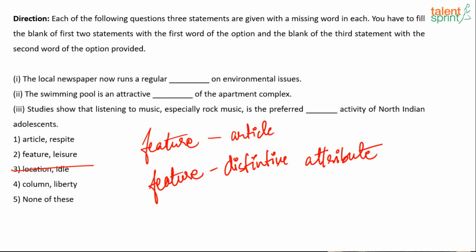Studies show that listening to music, especially rock music, is the preferred dash activity of North Indian adolescents. Wow, okay, that's a good study. Yes, that was my preferred activity as well. What activity? Leisure activity. Something that you do in your free time is a leisure activity. Leisure is your time that you can spend just doing things that you like doing. So 2 is the right answer.